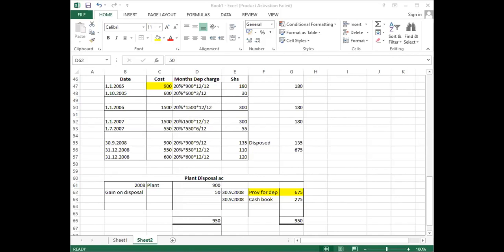Yes, the illustrations must be in the notes. And all those workings that we have done will be there in the notes, right?